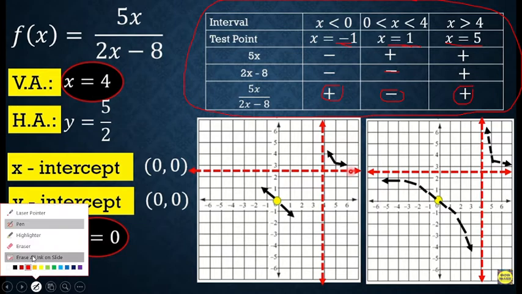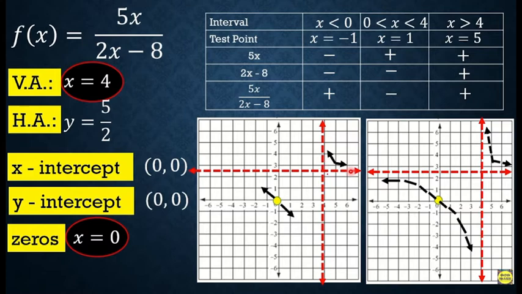So let's have the rough sketch. It means x is less than 0, so above the x-axis, so this is the graph. In between, x is greater than 0 and less than 4, so this is its graph. Then x is greater than 4, this is the graph.